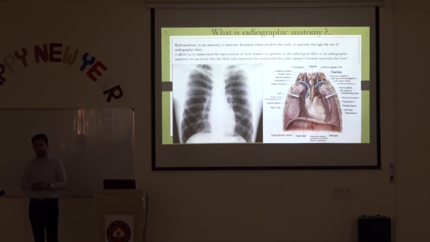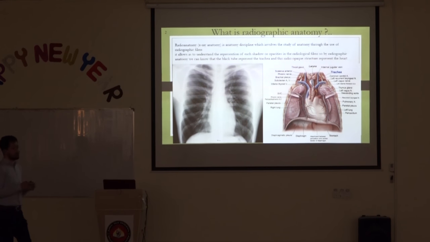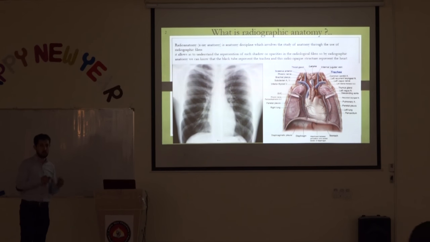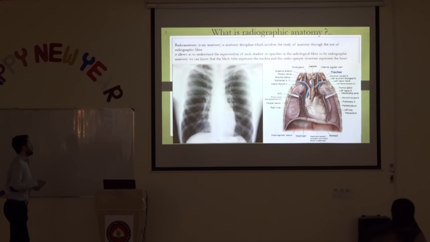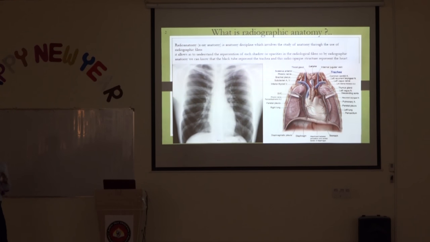What is radiographic anatomy? Radiographic anatomy is the science that is concerned with the human body and studies the relationship between different structures using a radiographic phase. It allows us to know what is the representation of each opacity and radiolucent structure in this radiographic film, which is a chest X-ray. By radiographic anatomy, we'll be able to know what is the representation of each structure in this film. For example, we will be able to know these opacities represent the heart, these are the ribs, and so on.